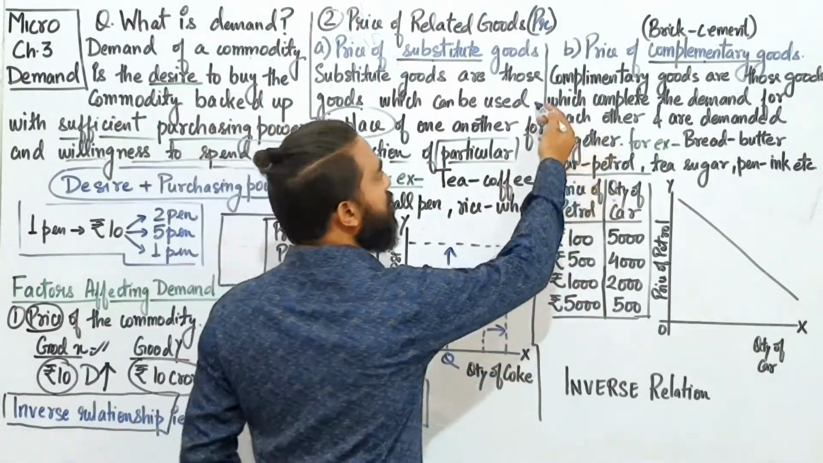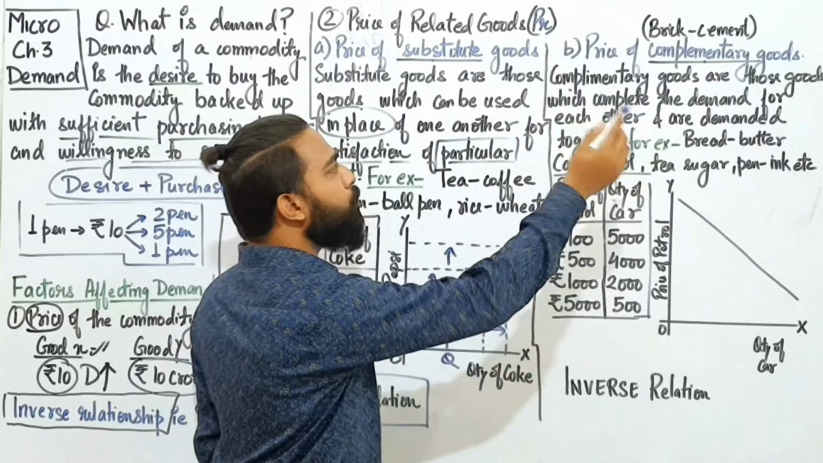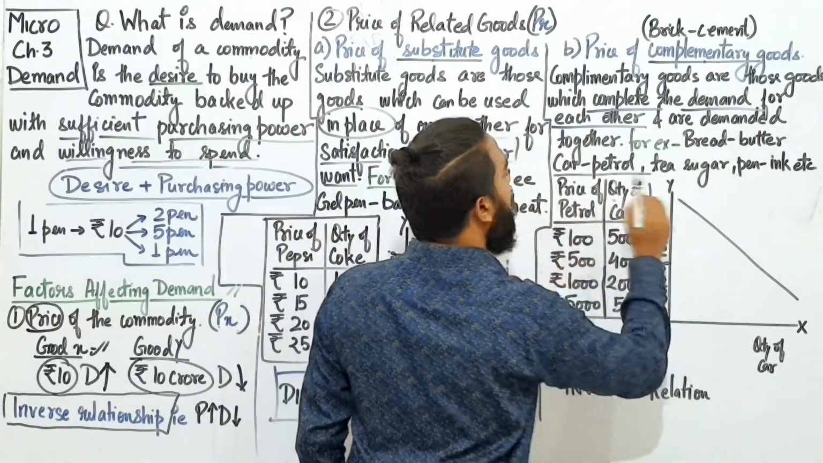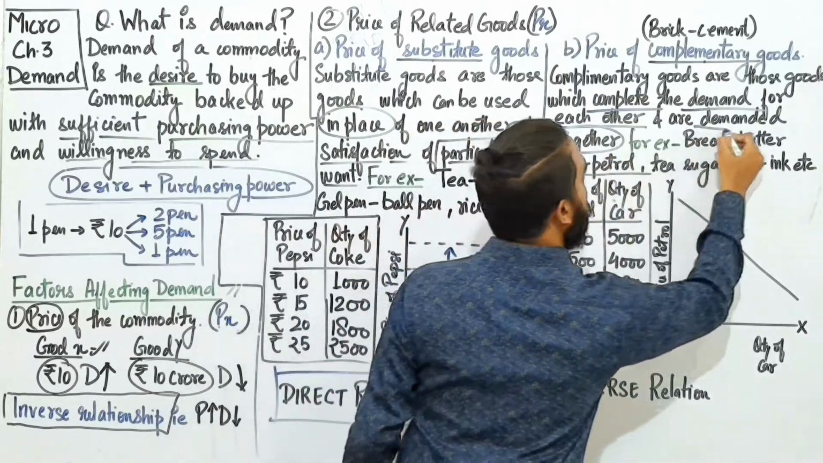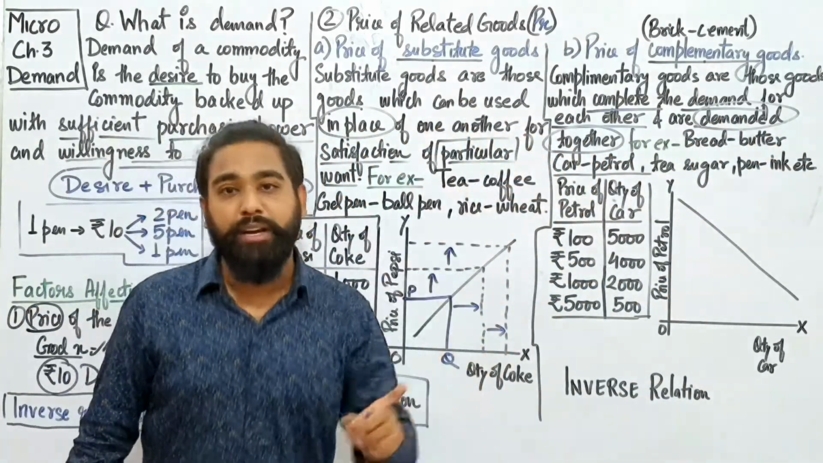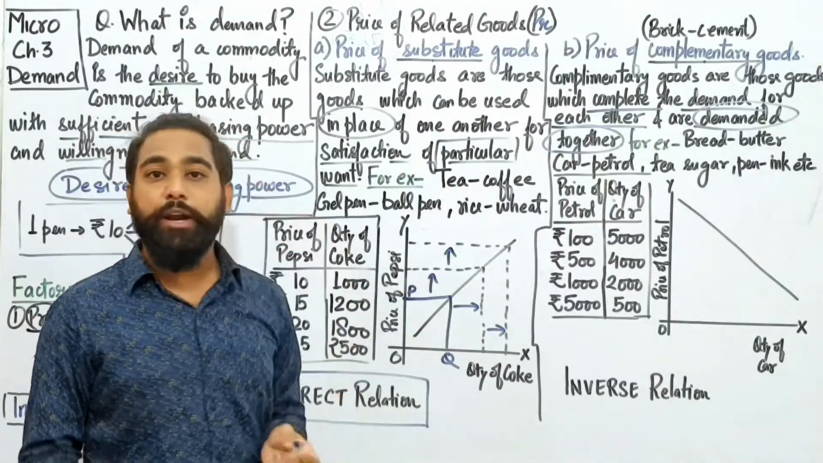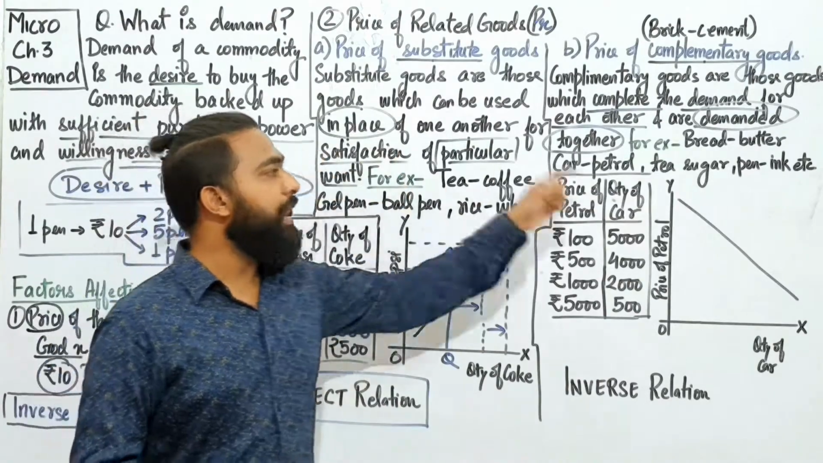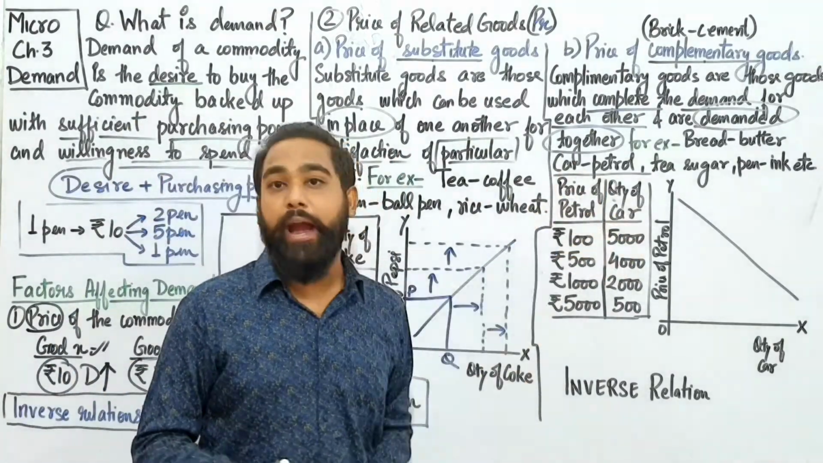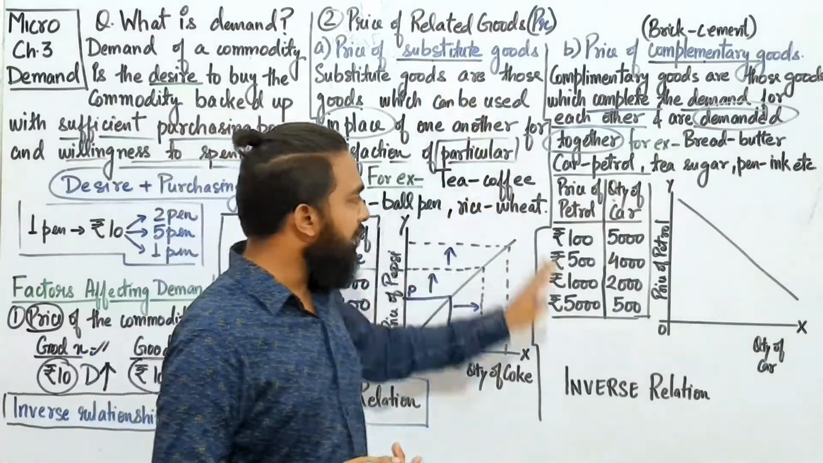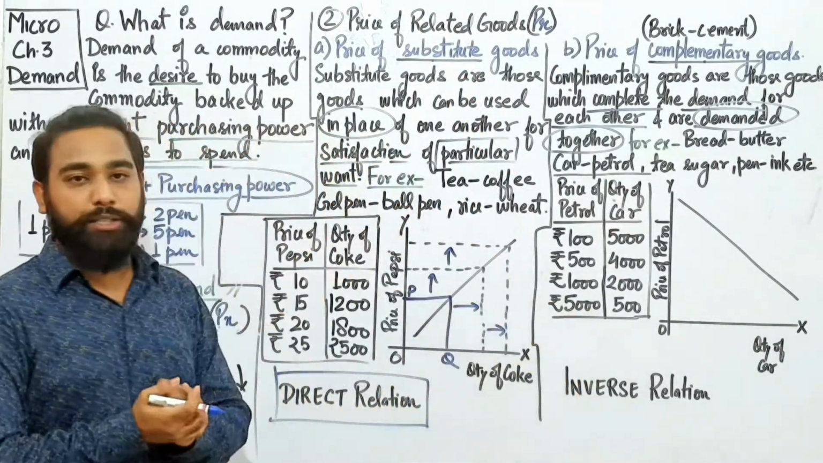So let's understand what complementary goods are. Complementary goods are those goods which complete the demand for each other and are demanded together. They both are demanded together. For example, bread and butter, car and petrol, tea and sugar, and pen and ink. Your examples. Fine. Now again, let's see how this works.